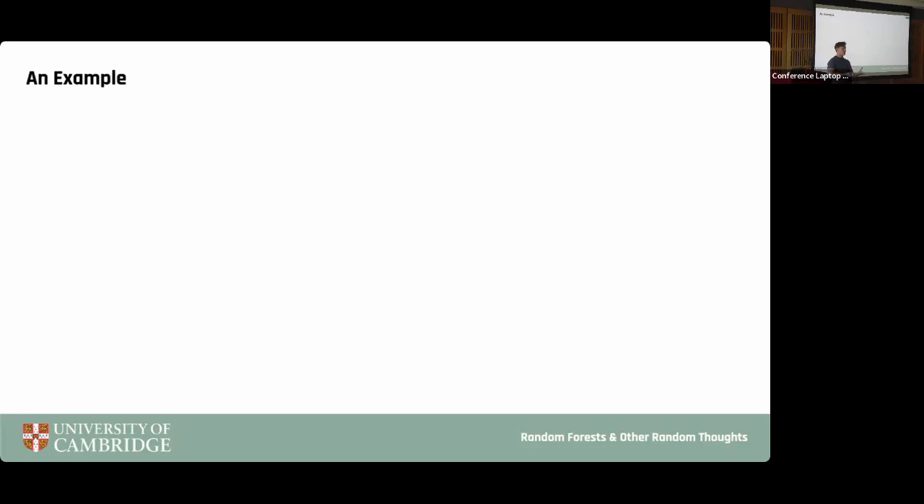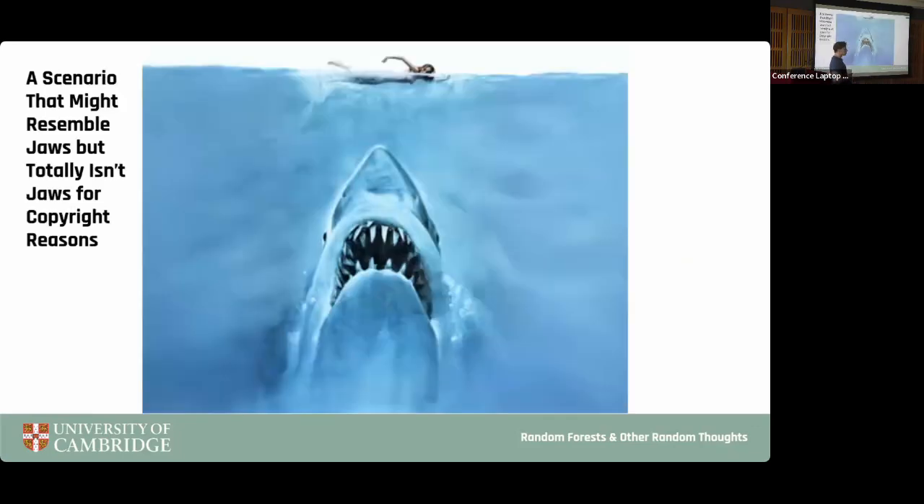I'm actually now just going to launch straight into a wider example. I think that concept is hopefully straightforward, and show you how this works with a larger tree. And the example I'm going to go with is a summer example, because we're in the summer. More specifically, we're going to look at a scenario that might resemble JAWS, but totally isn't JAWS for copyright reasons.